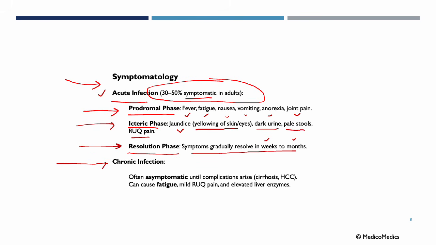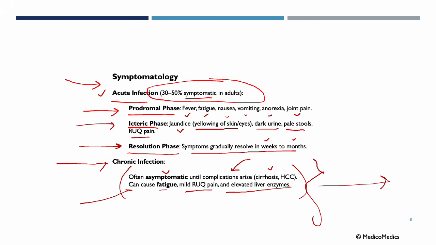If it's a chronic infection, it is often asymptomatic until the different complications we've talked about arise, like cirrhosis. It can cause fatigue, mild right upper quadrant pain, and elevated liver enzymes. Which is also why it's super important that if you are diagnosed with hepatitis type B, for example, you have your yearly checkups to make sure that your values are all right.